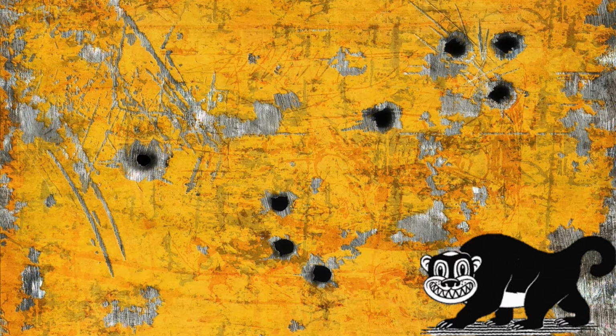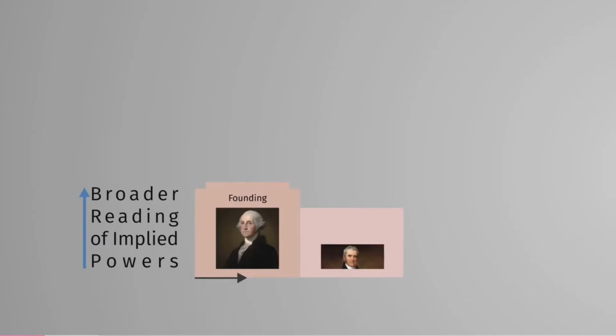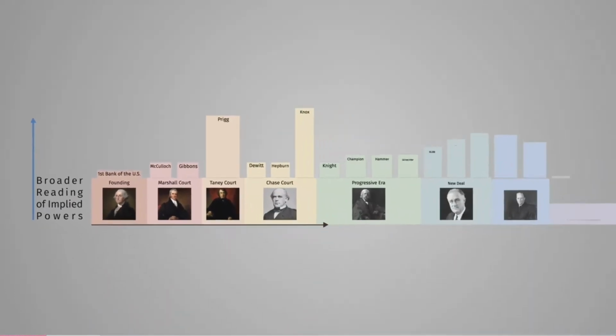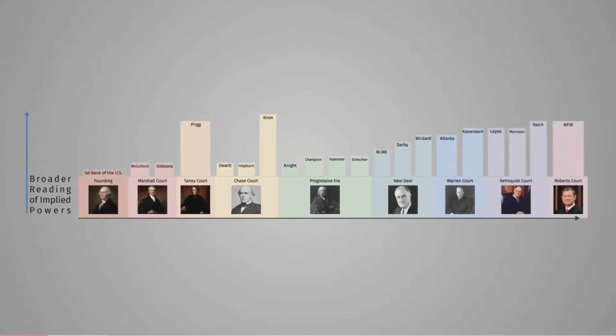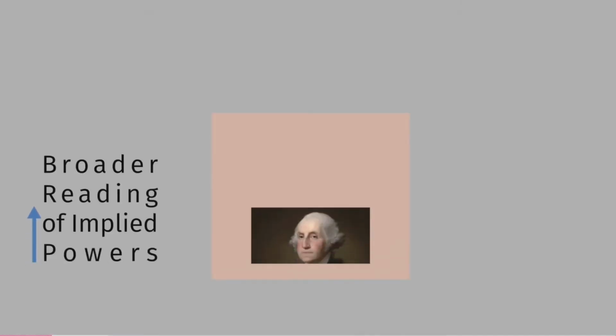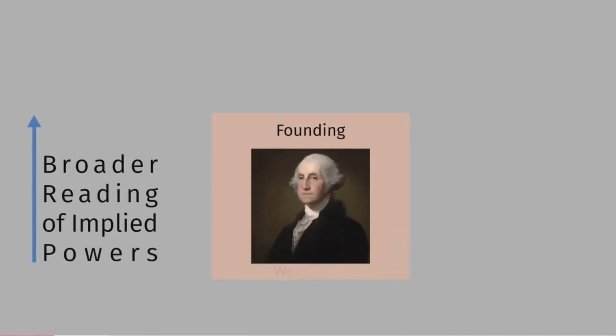So, let's take a brief look at the history of implied congressional powers. First, in the earliest days of the Republic, President Washington determined that Congress had the implied power to create the first Bank of the United States over the objections of James Madison and Thomas Jefferson.